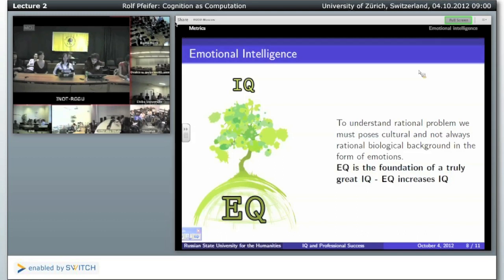To understand rational problem, we must possess a cultural and not always rational biological background in the form of emotions. Therefore, emotional intelligence, EQ, is the foundation of truly great IQ. EQ increases IQ.